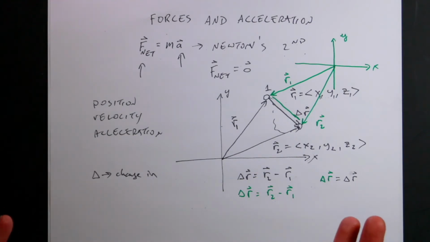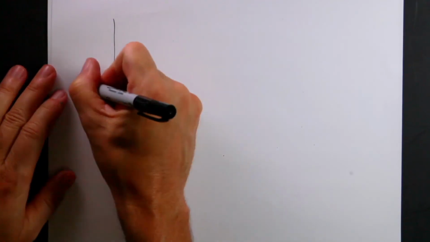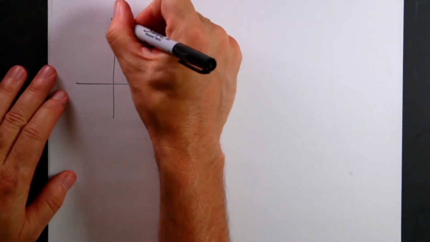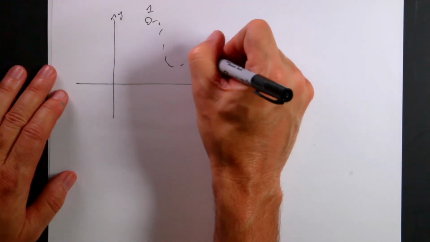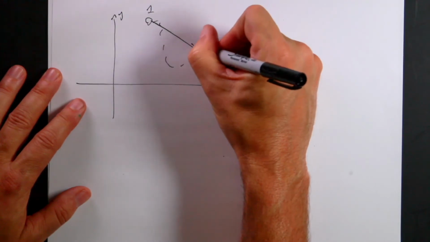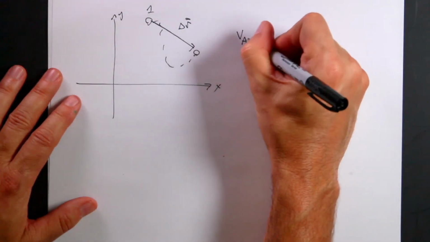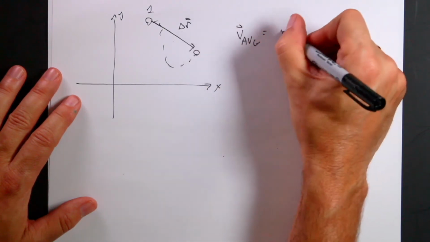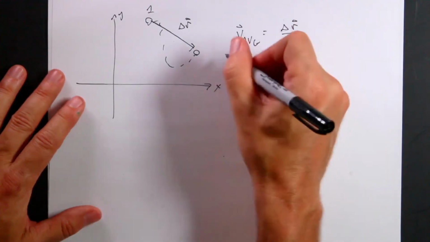Okay, well, who cares about displacement? Well, we all care, because that is how we define average velocity. So let's go back over here and say that I have my ball, X, Y. It goes from position 1, and who cares what path it takes? I don't care about that. So here's my delta r. And so I define average velocity as the change in position, which is the displacement, over the change in time.